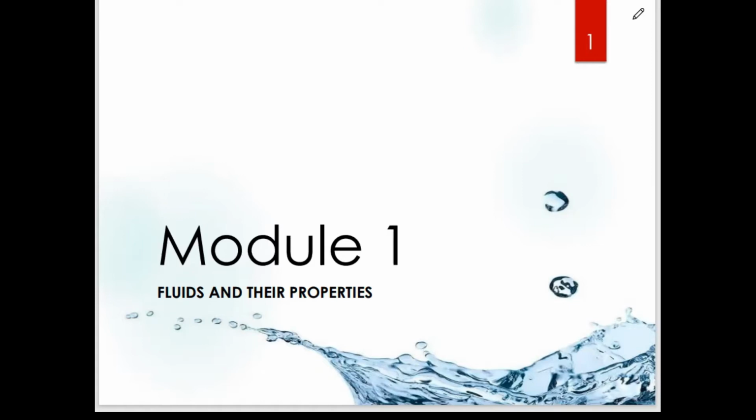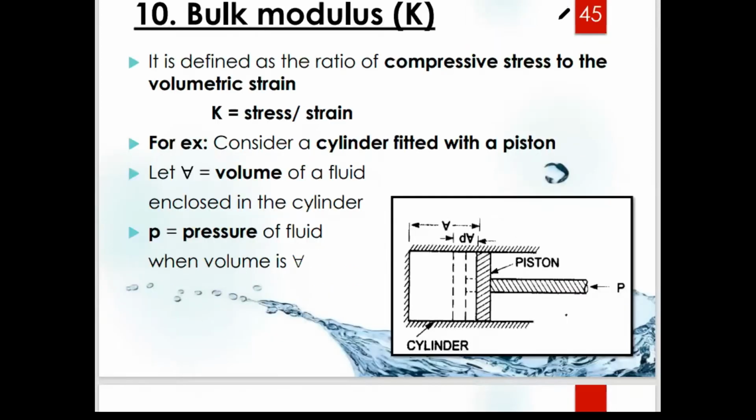In my previous video we discussed a fluid property, capillary action. Today we are going to cover the next property of the fluid, that is bulk modulus and compressibility. So we'll see what this bulk modulus is, which is the 10th property we are discussing. It is denoted by the symbol K.